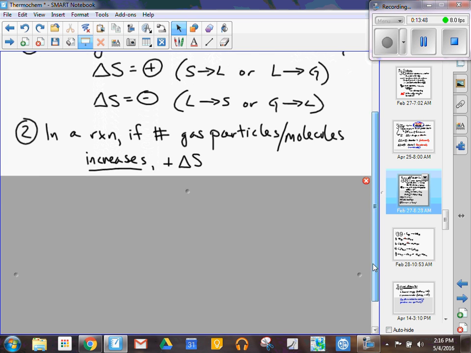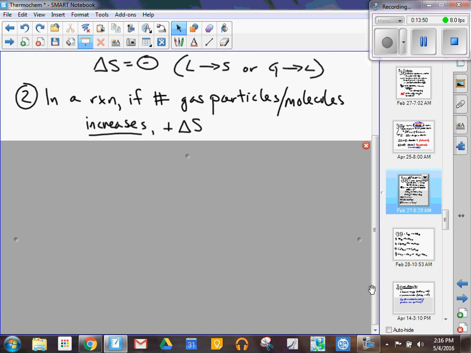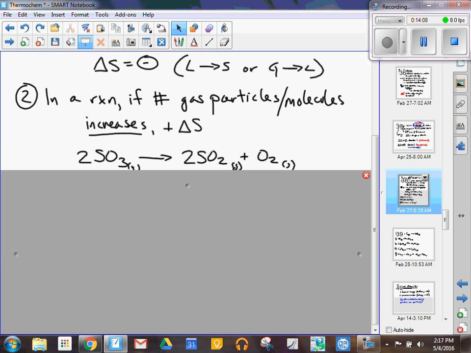In a chemical reaction, there's a couple of ways to tell change in order or disorder, so delta S. But the easiest way, and what we're going to focus on, is number of gas particles. This is just like when we were doing Le Chatelier's principle. Count up gas particles. And if the number of gas molecules increases, then the system has increased in disorder.